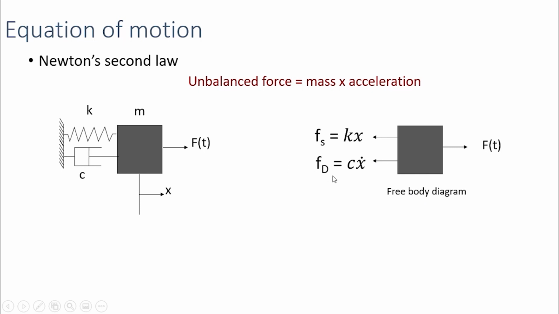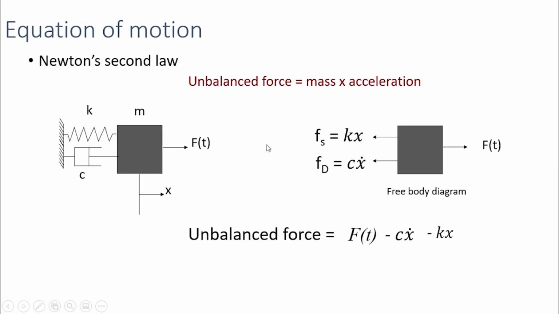Now we will calculate the total force acting on that body, which is equal to the unbalanced force. Let's take this direction as the positive direction. So the unbalanced force will be F(t), and the damping force is in the opposite direction, so it is minus cx dot. The spring force is also in the opposite direction, so it will be minus kx. This is the unbalanced force acting on it.